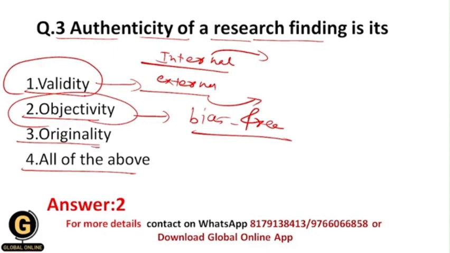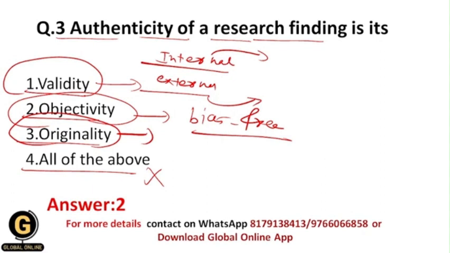Okay, now what is originality? Originality means that it is original, it is not duplicate, it is not like we have copied it from somewhere else. So originality is the concept which comes under objectivity, because objectivity is a bigger concept. It includes validity as well as originality, and that's why the correct answer to this question is objectivity, not all of the above. Because you can give the authenticity of a research finding in terms of its objectivity, not its validity, and not its originality. Okay, all of you getting?